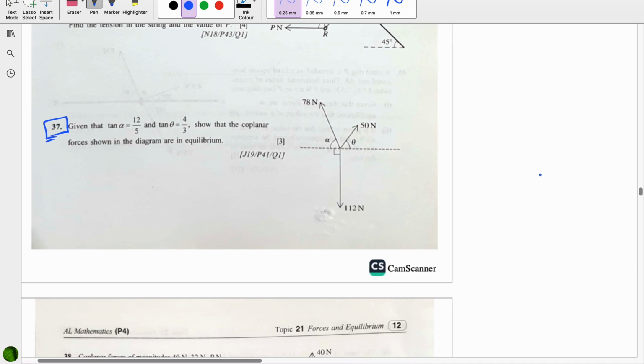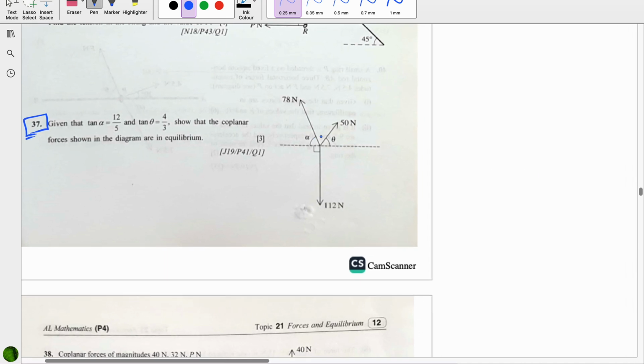is 4 by 3, show that the coplanar forces shown in the diagram are in equilibrium. If they are, horizontal forces and vertical forces, their sum must be equal to 0. So I am resolving this 50 newtons towards right and this 78 towards left. So that is 50 cos of theta should be equal to 78 cos of alpha.